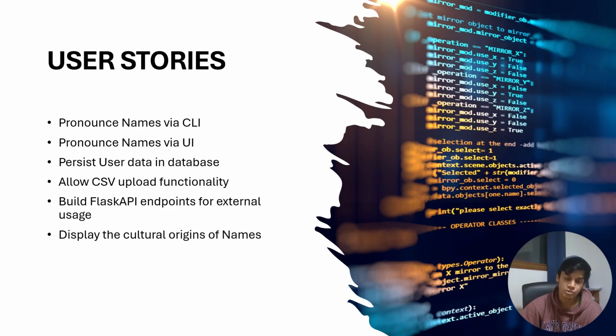And for our last user story, what we're doing is we are displaying the cultural origins of our names. So for example, if I enter my name in our application, it will get pronounced. And along with the pronunciation, what gets displayed is a small box suggesting what the origins of my name are. I'm Indian, so it would say that my name is Indian, but it will also display the top 5 results, suggesting that my name could also be Pakistani, or Bangladeshi, or Afghan, or things of that nature.